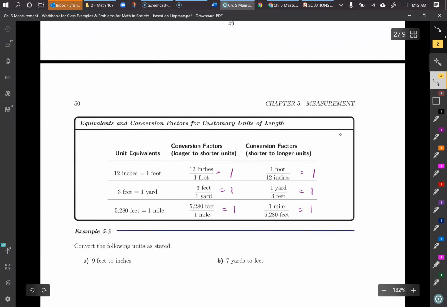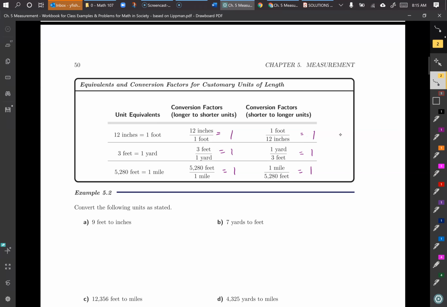We're going to start on page 50. So we're going to look at the equivalence and conversion factors for customary units of length. The equivalents are written here, 12 inches to 1 foot. I could actually write that as a fraction.